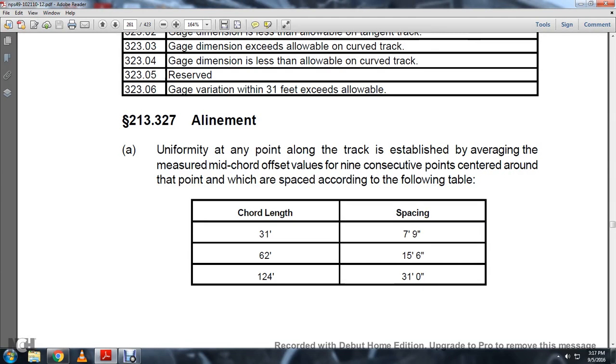Alright, 213.327 alignment. Uniformity at any point along the track is established by averaging the mid-chord offset values of the 9 consecutive points centered around the point, which are spaced in accordance with the following table. A 31-foot chord length is the spacing for 7 foot 9 inch. 62 foot is 15 and a half, and 124 is 31 feet. That means they're a quarter of each.